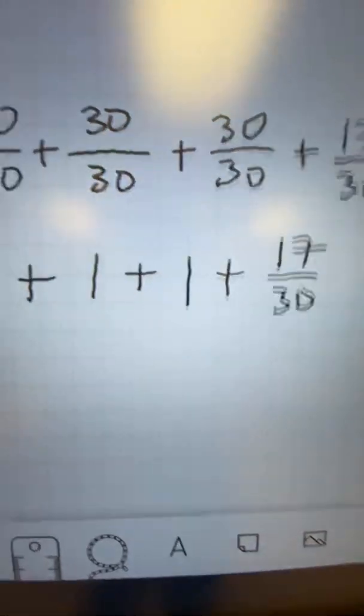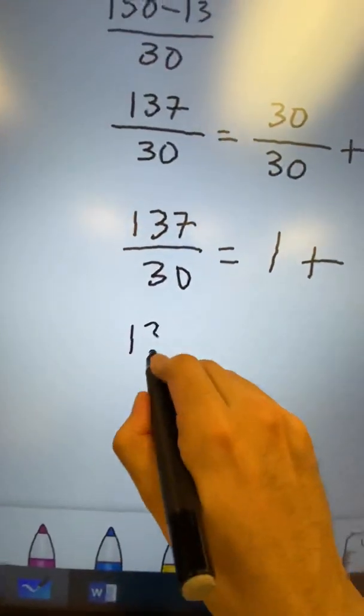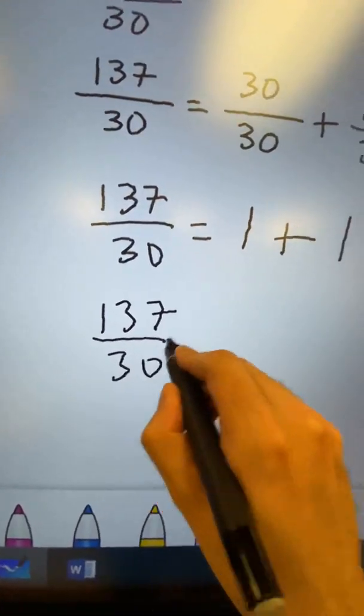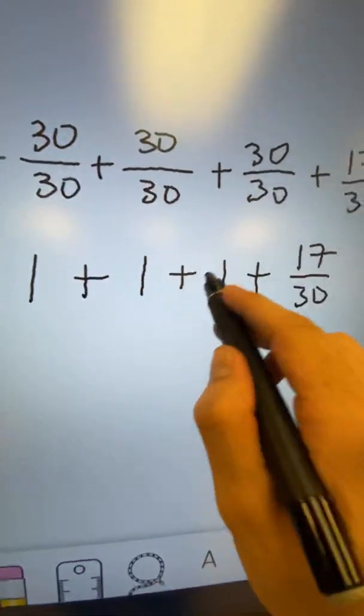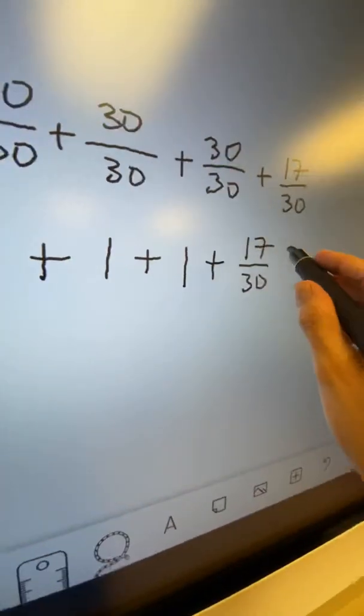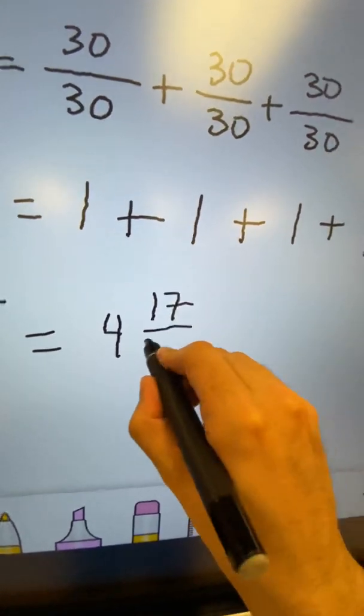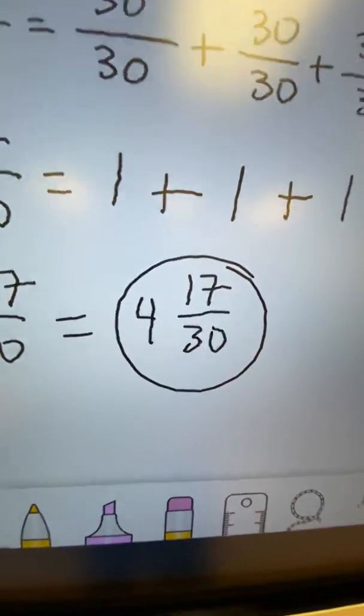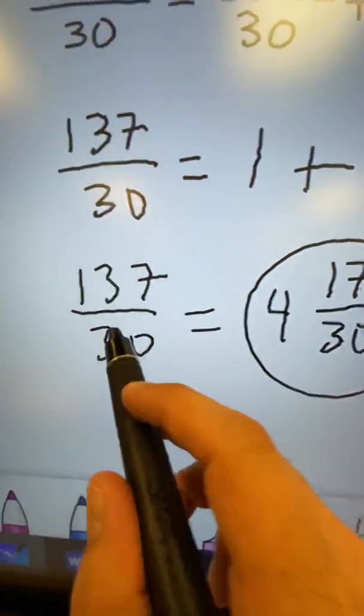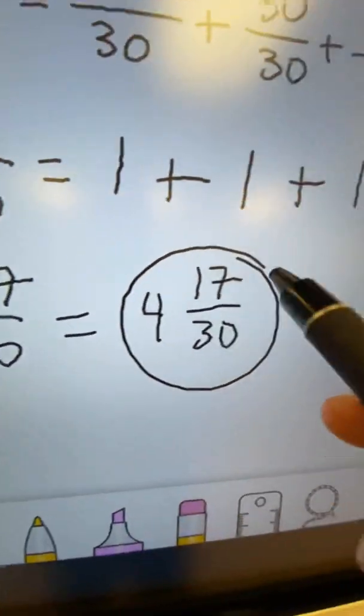And then my last step would be just to combine those whole amounts. So 137 out of 30 is the same thing as 1, 2, 3, 4 whole amounts, and a remainder of 17 out of 30. And that would be my final answer as a mixed number. So again, this is an improper fraction. This is a mixed number.